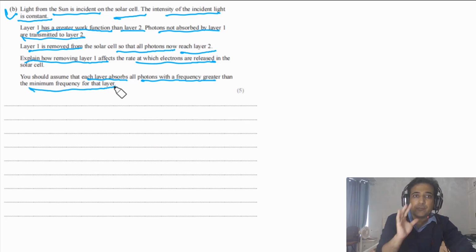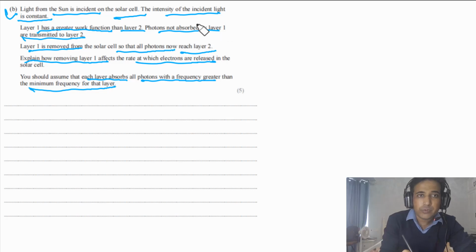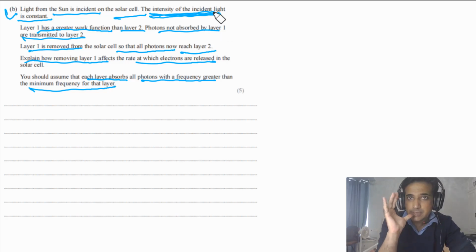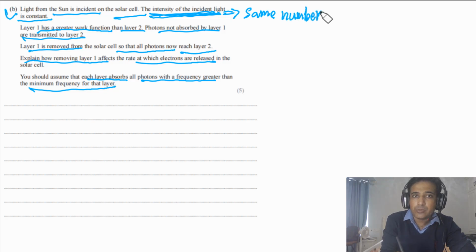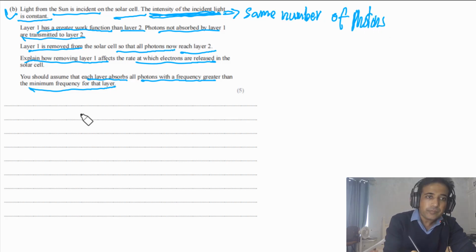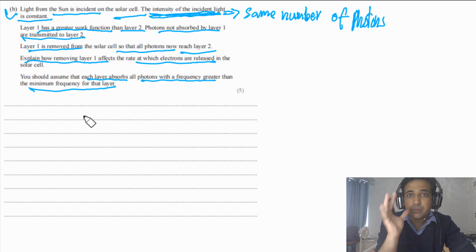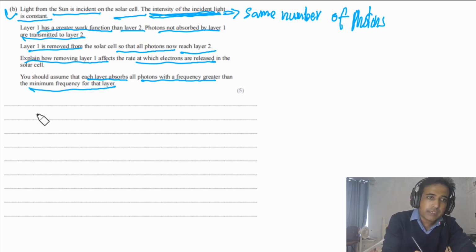So first thing we need to understand, for this question it is given that the intensity of incident light is the same. So it means the same number of photons are reaching the solar cell all the time. Same number of photons. This is a very important point. Now in this case we have two different scenarios. So we can sketch the first one.